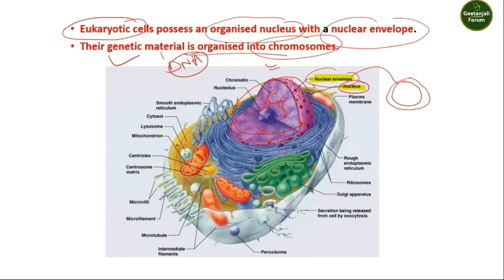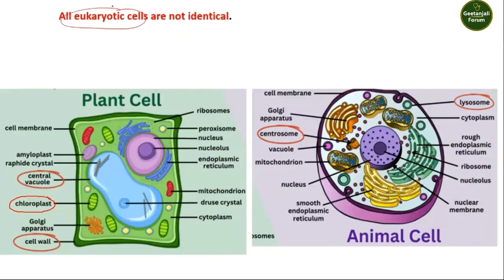DNA is genetic material. The eukaryotic cells include animal cells as well as plant cells. So these eukaryotic cells are not identical. They differ from each other. Like plant cell is different, animal cell is different.